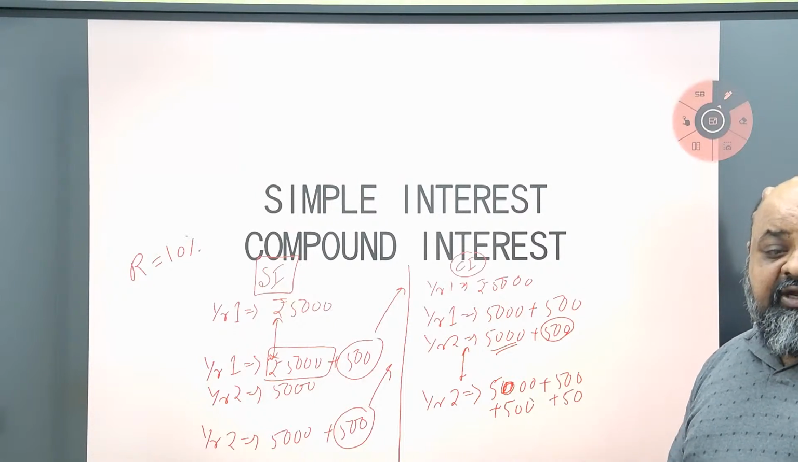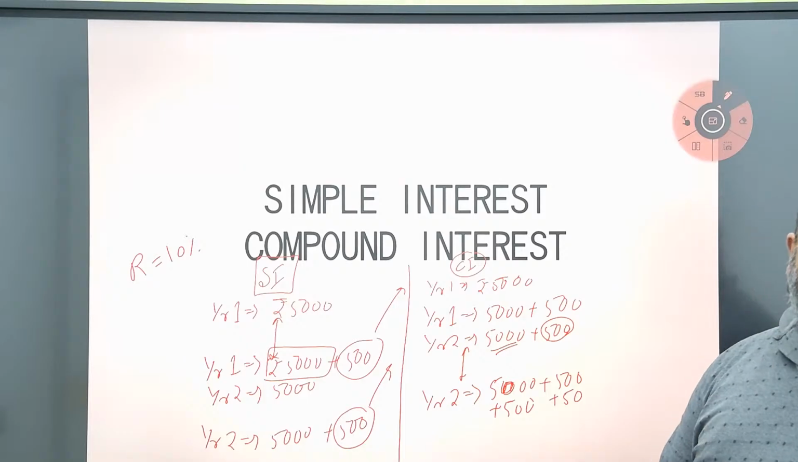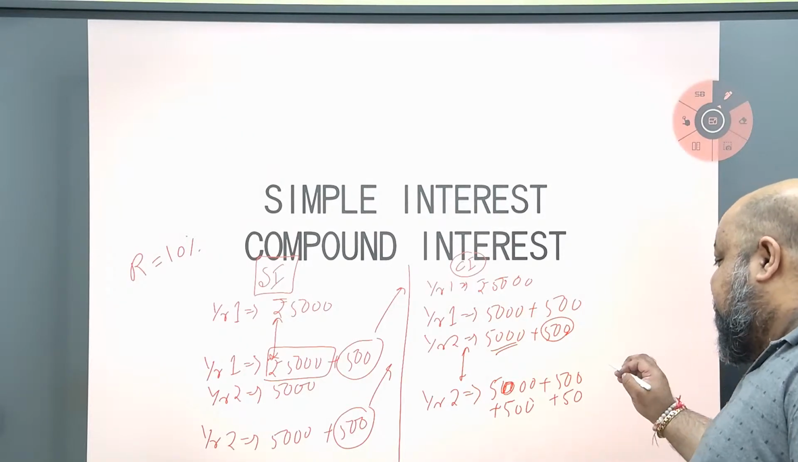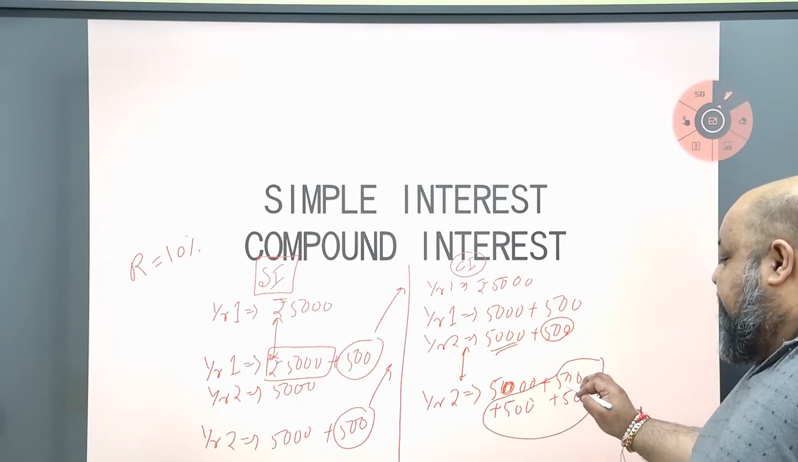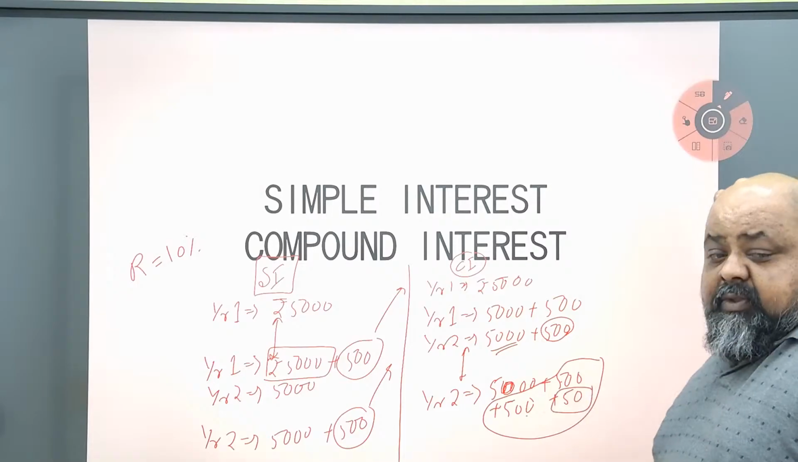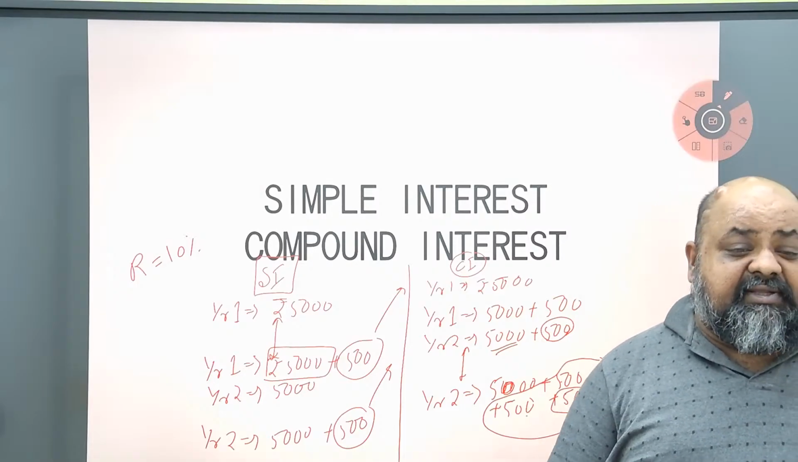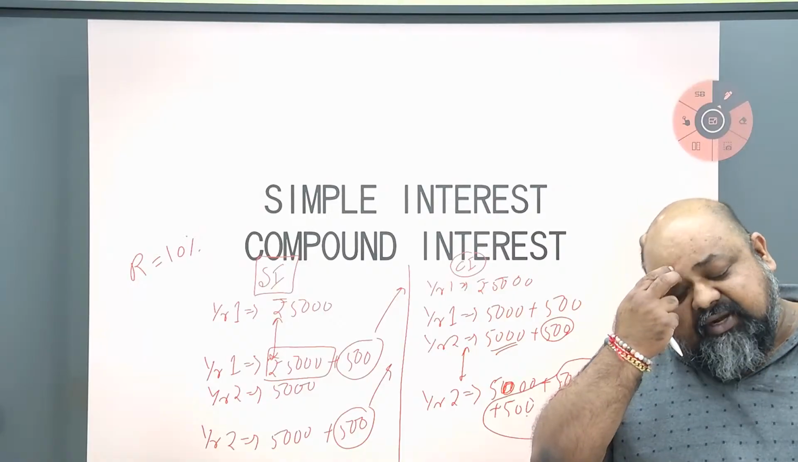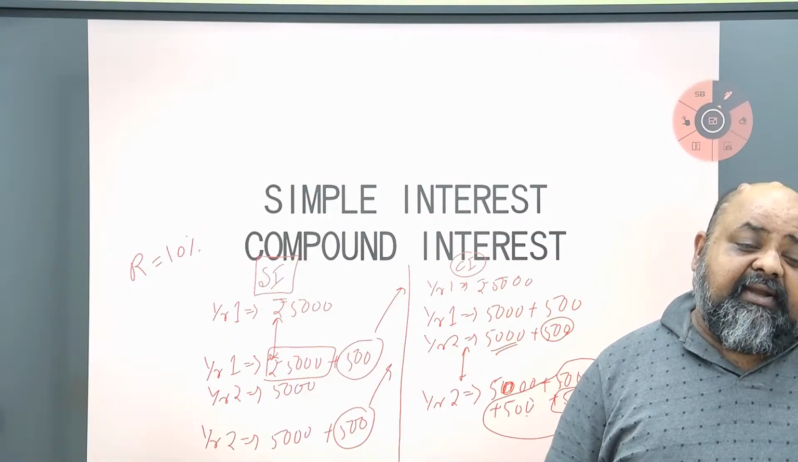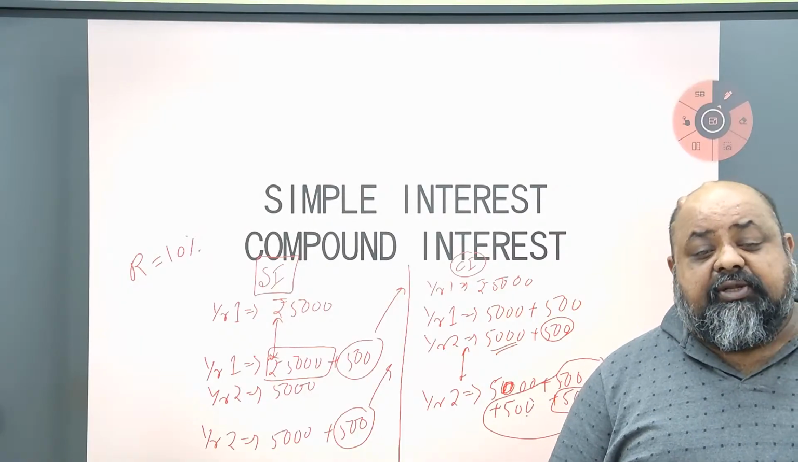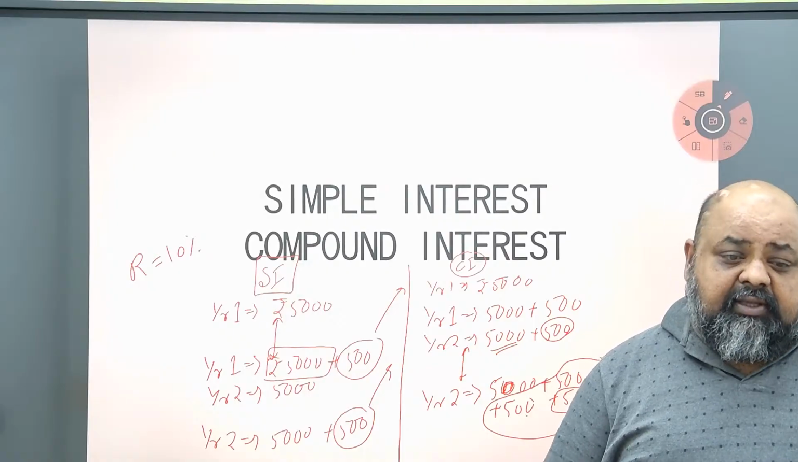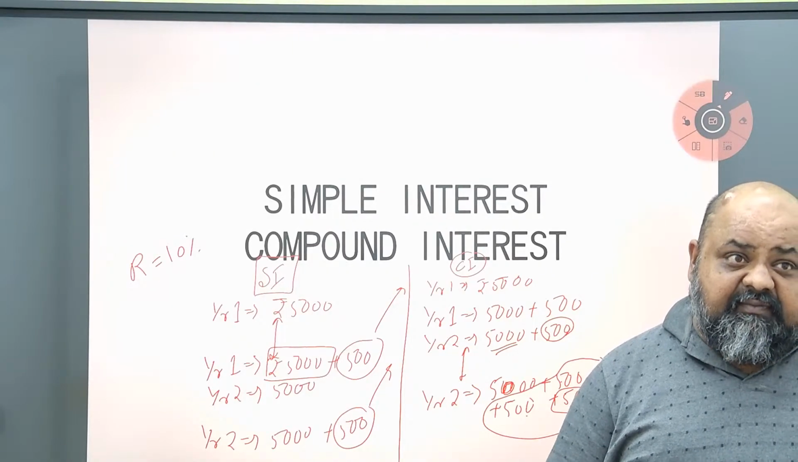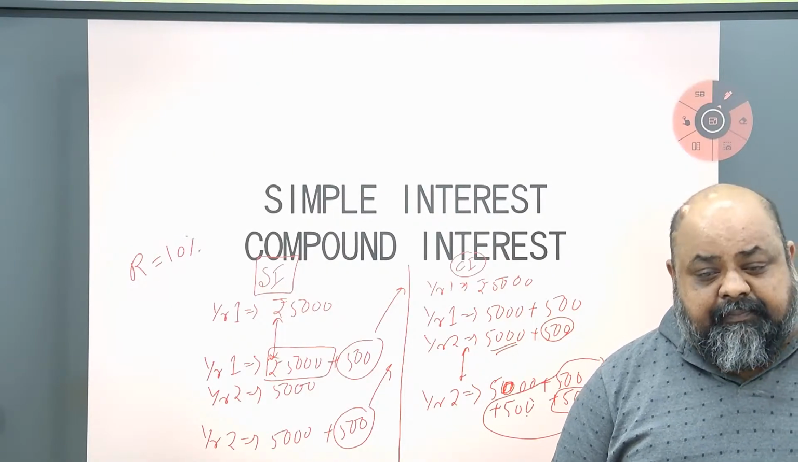So at the end of year 2, if I look in the case of compound interest, the interest that is accrued is 500 plus 500 plus 50. So I'm getting extra interest. This is the idea of compound interest. So in this case, what happens is we get interest on the interest that is accrued as well. So clearly, compound interest will give me higher interest after year 1.